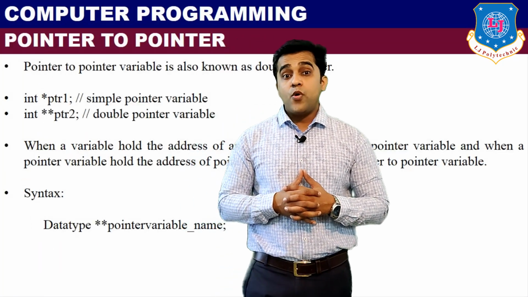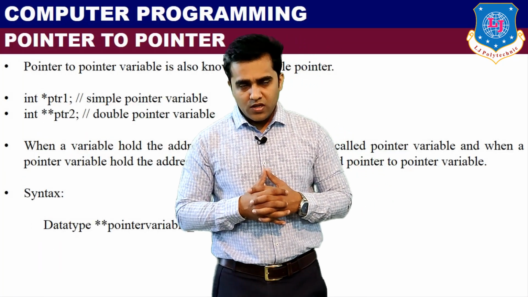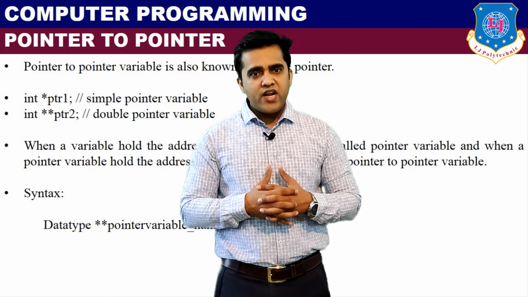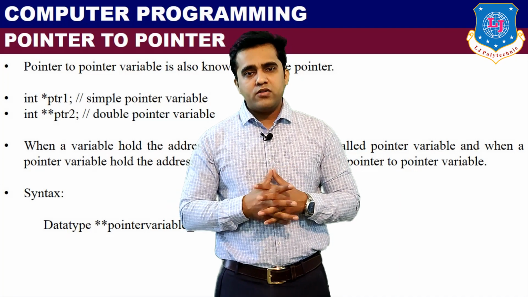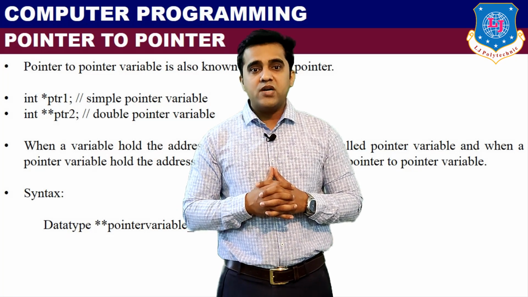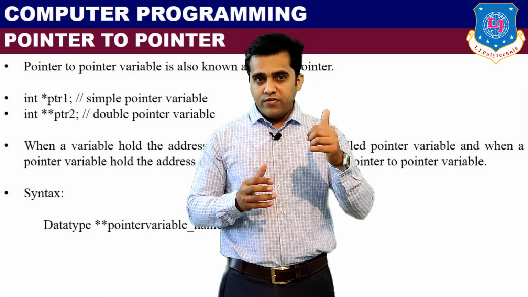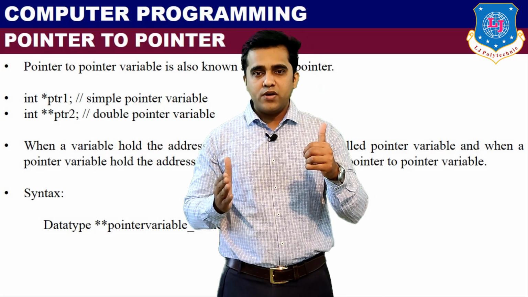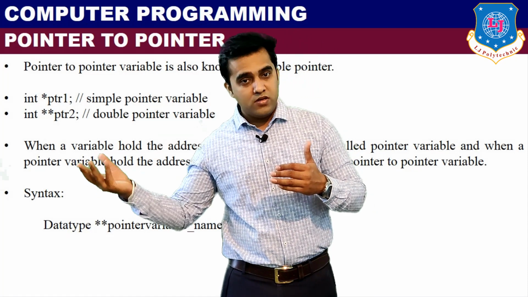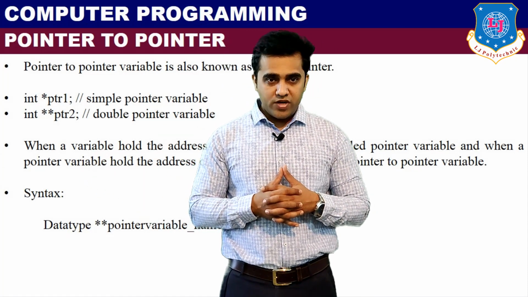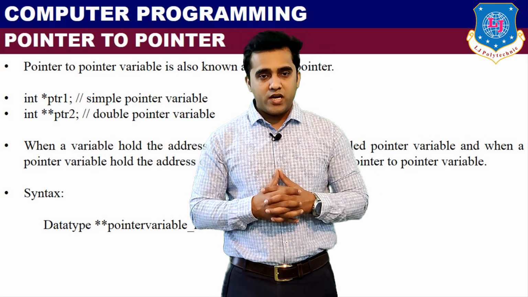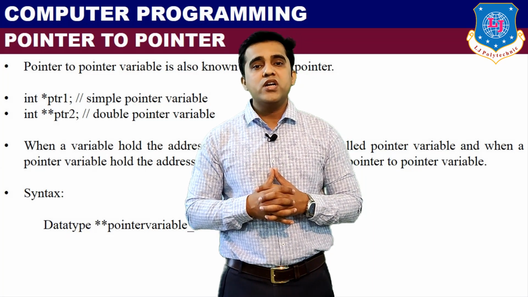Another topic is the pointer to pointer variable. Another name for a pointer to pointer variable is a double pointer. If we declare one star and a pointer variable name, that is called a simple pointer. When we declare two stars, it is called a double pointer. A pointer variable which holds the address of another variable is called a pointer variable, and when a pointer variable holds the address of another pointer variable, it is called a pointer to pointer variable. For declaration, we need to write two stars.